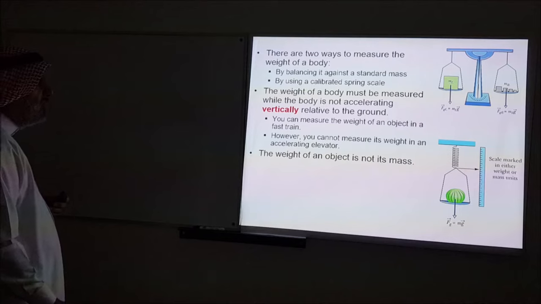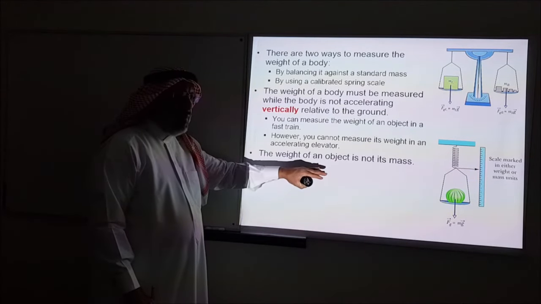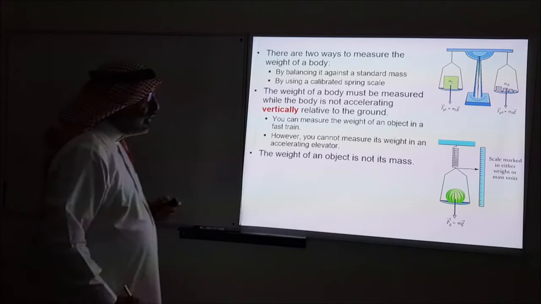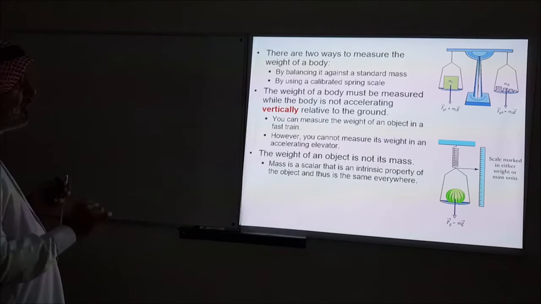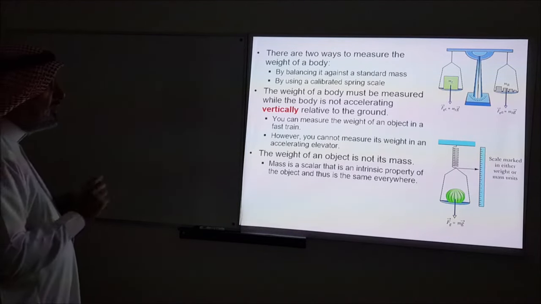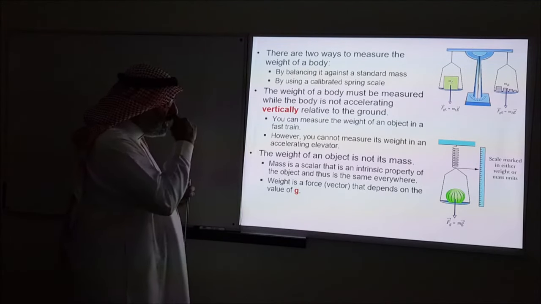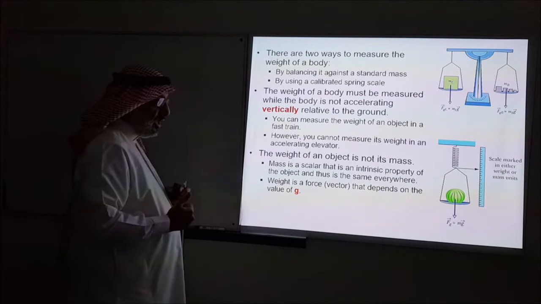The weight of an object is not its mass. This is a big misconception in our daily life. People talk about the weight and they mean the mass, and these are two different quantities. Mass is a scalar that is an intrinsic property of the object and therefore is the same everywhere. Weight is a force, and therefore it is a vector that depends on the value of g.